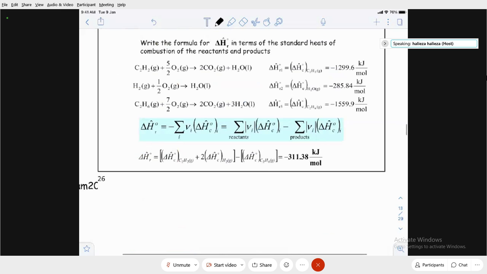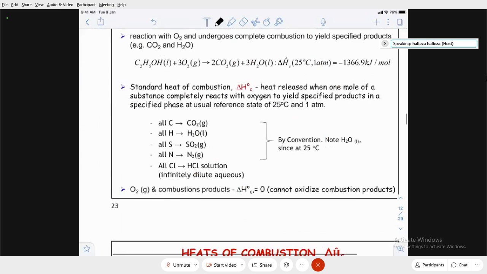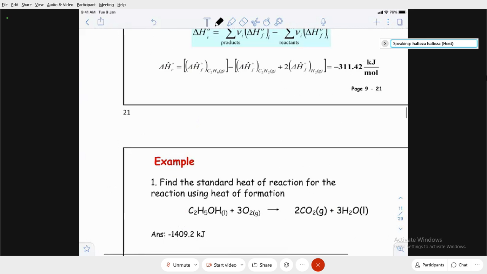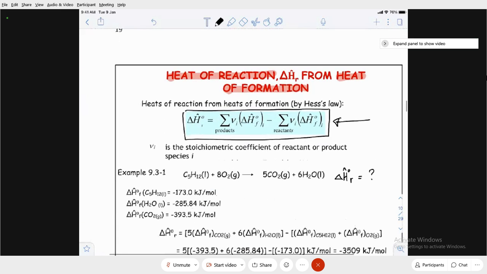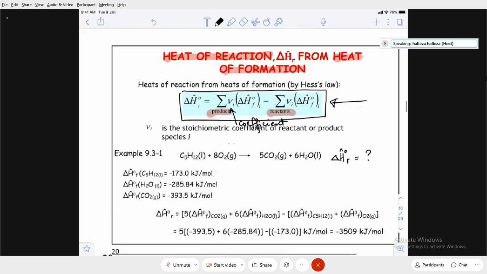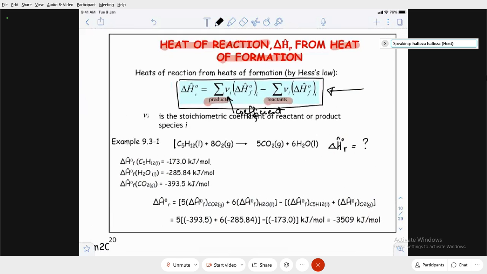Okay, so let's go back to the heat of formation just now. That's the equation. I just pointed out to you, this is your product, this is your reactant. Again, remember that this is the coefficient, the number in front of your chemical. So let's have a look at this. The coefficient here is 1. The coefficient here is 8. The coefficient here is 5. And that is 6. That's the coefficient.